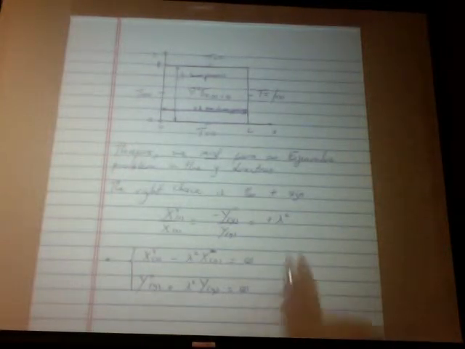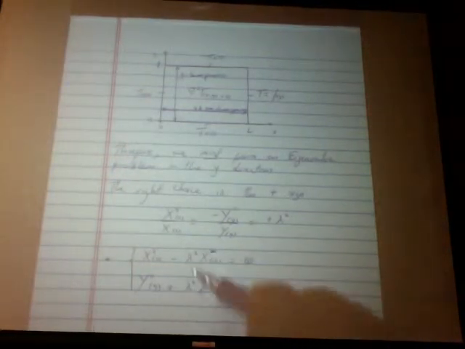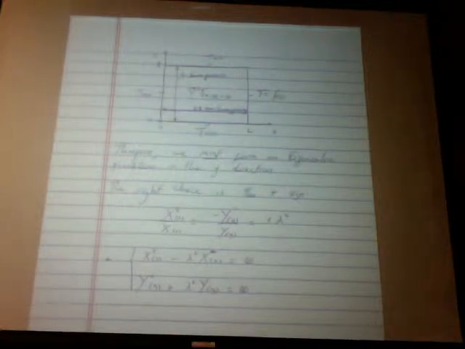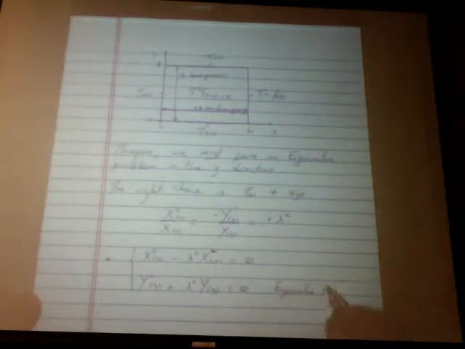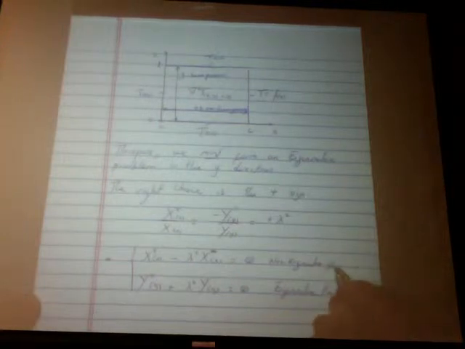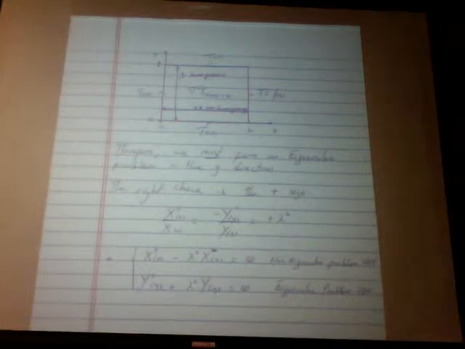By picking the plus sign, this becomes two ordinary differential equations. This one right here, we know is an eigenvalue problem ODE. And this is a non-eigenvalue problem ODE. Why? Because the solution of the top equation is cosine hyperbolic and sine hyperbolic, and those don't oscillate.